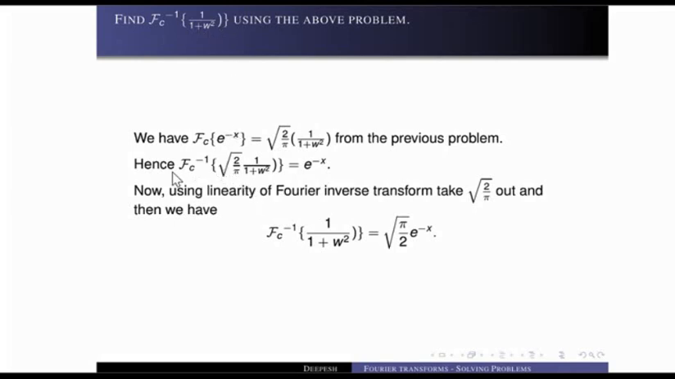So this can be taken out because the Fourier transform and Fourier cosine transform, everything is linear. So inverses are also linear. So you can take constants outside. Now you take root of 2 by pi outside and you bring it to the right side.